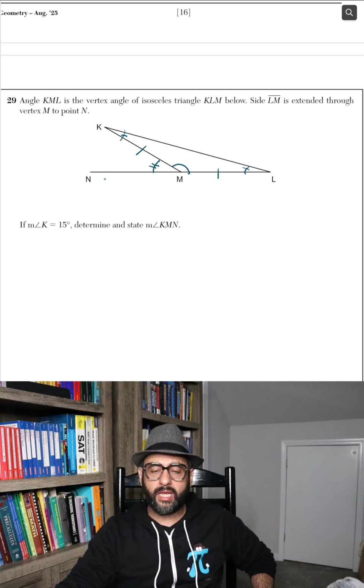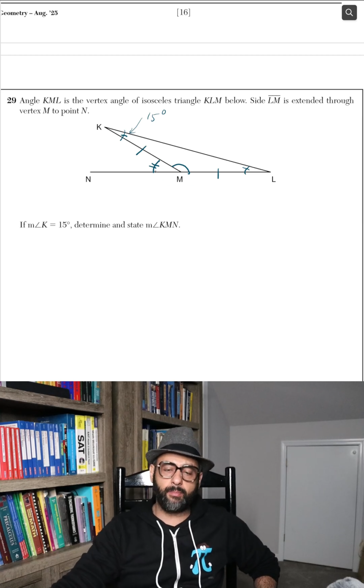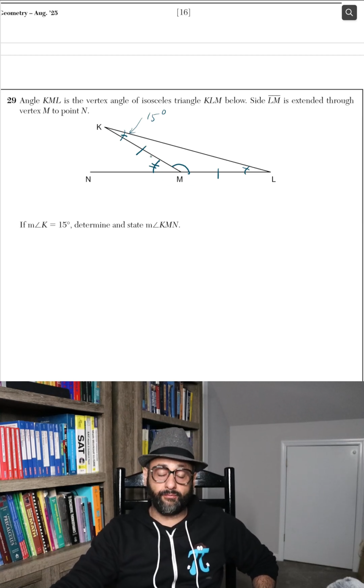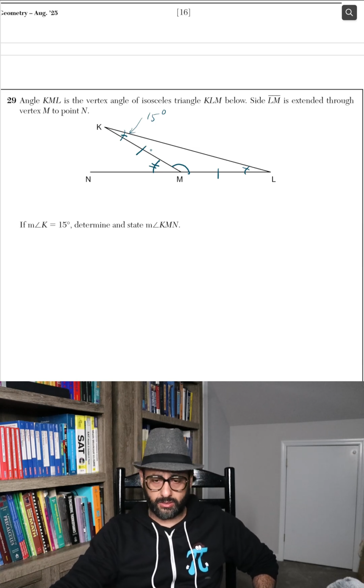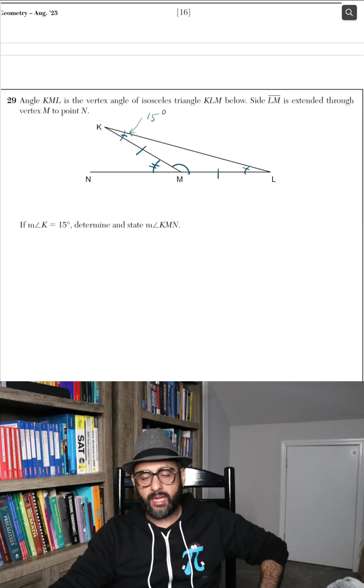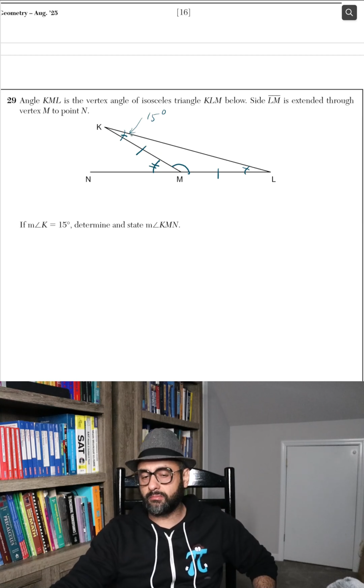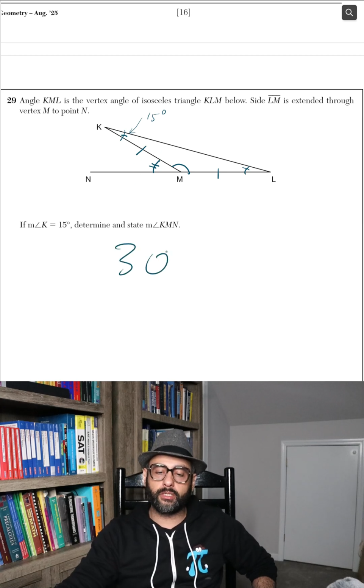And they say if the measure of angle K inside there is 15 degrees, determine and state the measure of angle KMN. If you just state that it looks like double. So if you just state the number 30 degrees, turns out you'd be right and you'd get a point, which is great. This diagram does seem to be drawn to scale. So estimating, because the 15-degree angle is a pretty tiny angle, estimating that the angle measure as being double the 15 would actually get you the 1 point. So again, if you just wrote 30 degrees, that's a point.